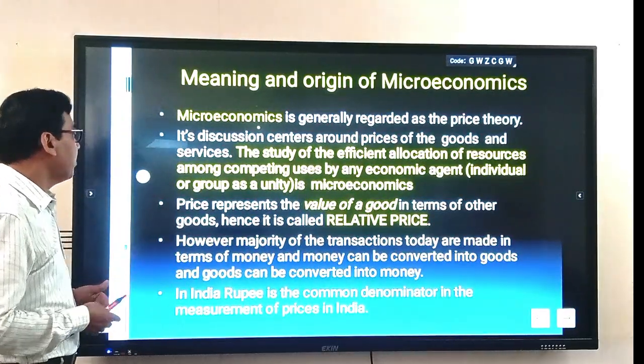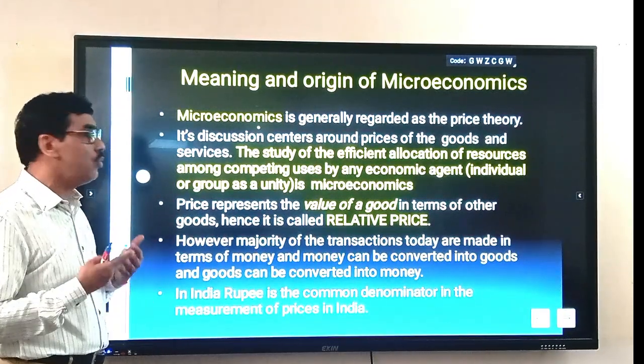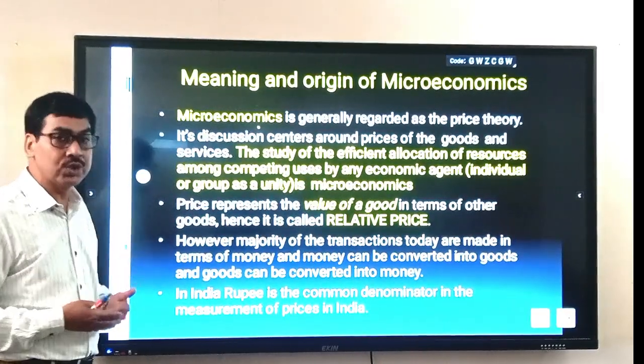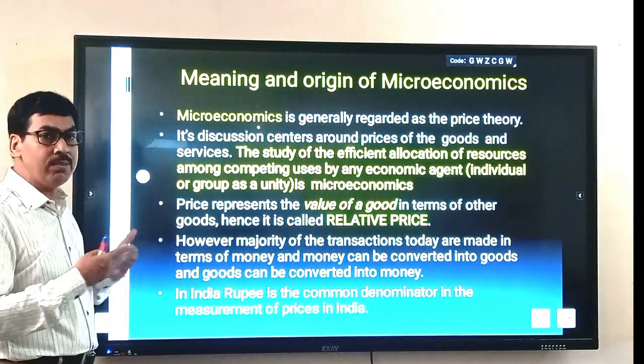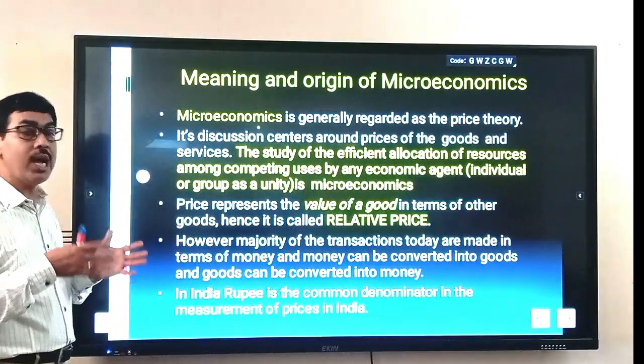Then the price represents, what is that price? The price represents the value of a good in terms of other goods. So it is called relative price. Whenever we talk of the price of goods, it is actually the relative price. It is not the absolute price.